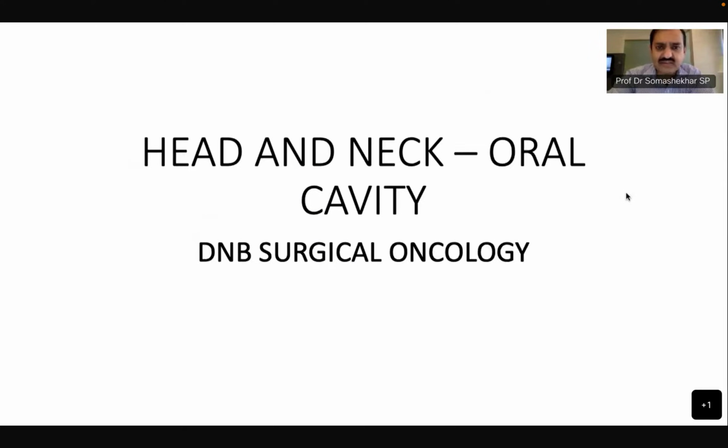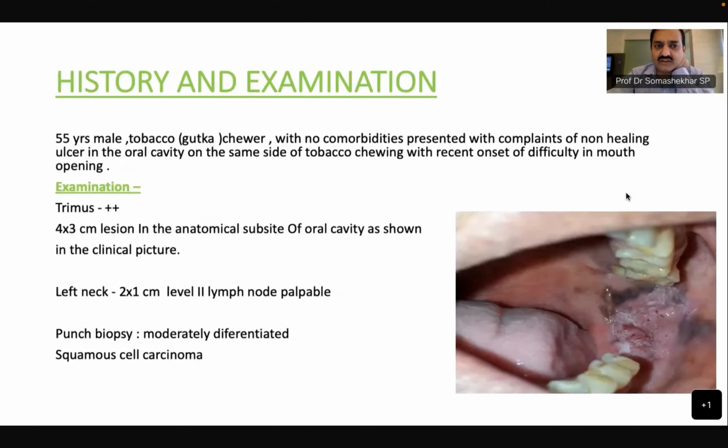Now I'll go to a case capsule on head and neck, because remember, breast and head and neck are very, very bread and butter. You need to know. Next is a case capsule I have prepared for you on head and neck cancer of the oral cavity.